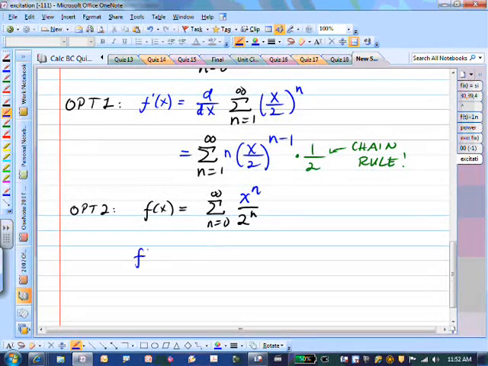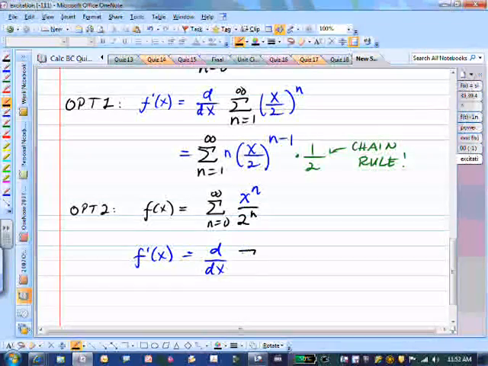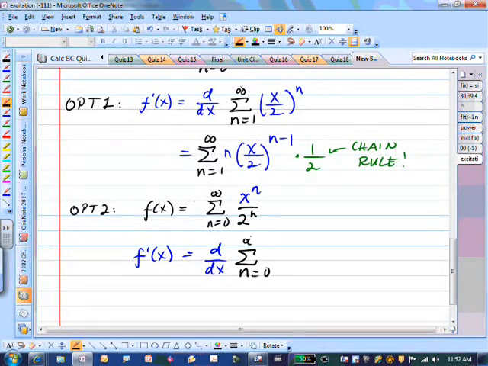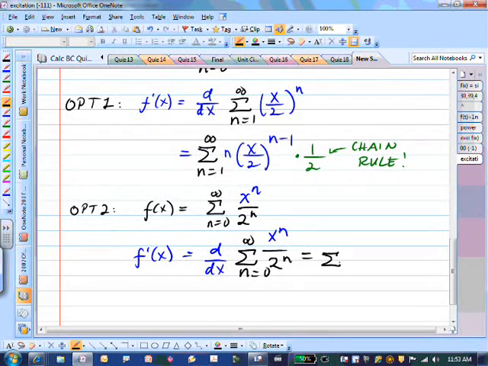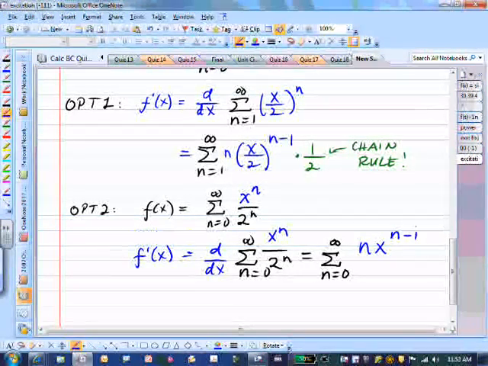So now when we take the derivative, f prime of x, d by dx, sigma n equals 0 to infinity, x to the n over 2 to the n. You'll notice that the x to the n is by itself, so you don't have to worry about a chain rule. So you do what you would normally do, bring down the power, x to the n minus 1 all over 2 to the n. Okay, and you can convince yourself that these are actually going to be the same thing. So option 2 is more recommended, but if you're okay with option 1, that's fine as well.